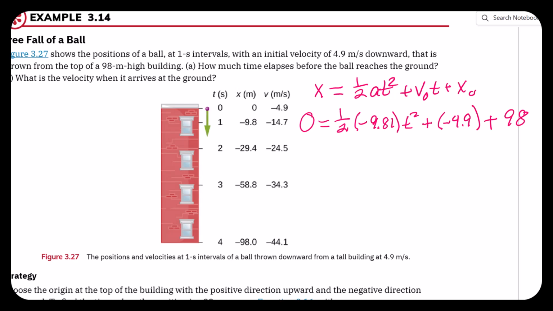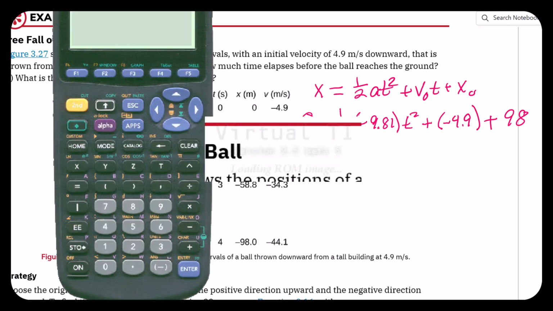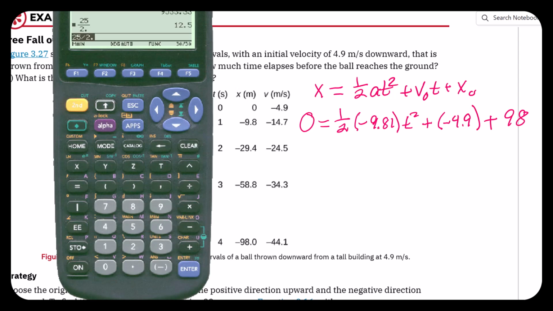And I feel like when I was in physics they gave you all these extra things to make it less confusing, and it just ended up making it more confusing for me.